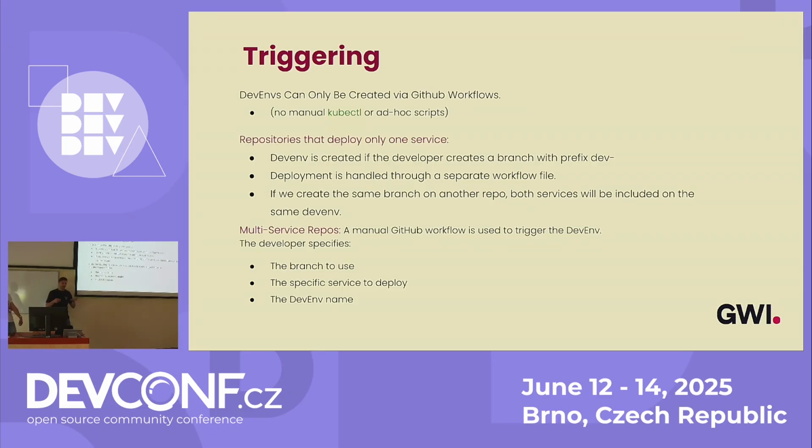And we had another case in which one repo can deploy multiple services. So for this, we made the above workflow to be triggered manually with some options like the branch name to use, what service you need to deploy from this repo, and which development environment you should include this service in.